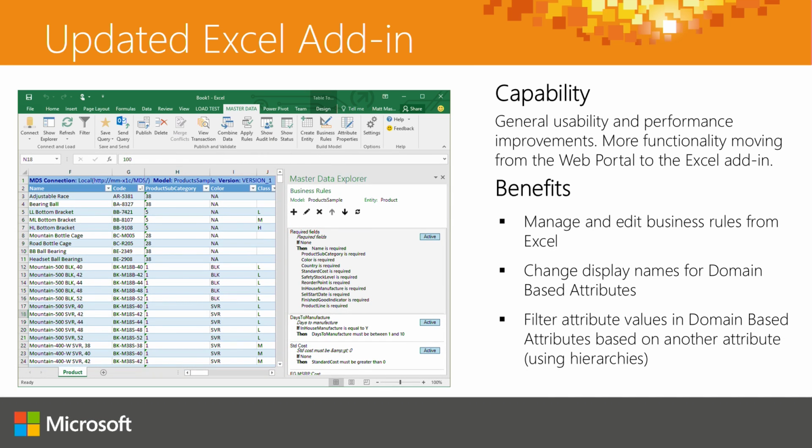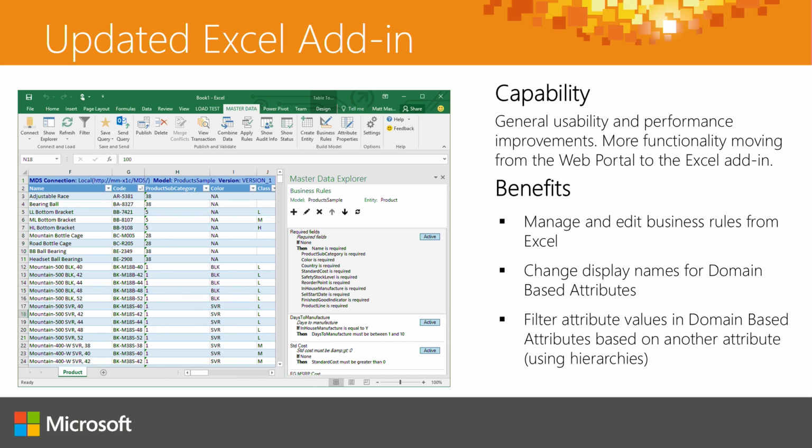Last but not least, the Excel add-in. I mentioned earlier that we improved the backend of MDS such that Excel performance now runs faster. But on top of that, we also added a few other improvements on the Excel add-in side. The first thing is about business rules. Now you can manage your business rules in Excel as well. You can also change the display name from the domain-based attribute, and you can also configure it such that the attribute value can be filtered based on another attribute.